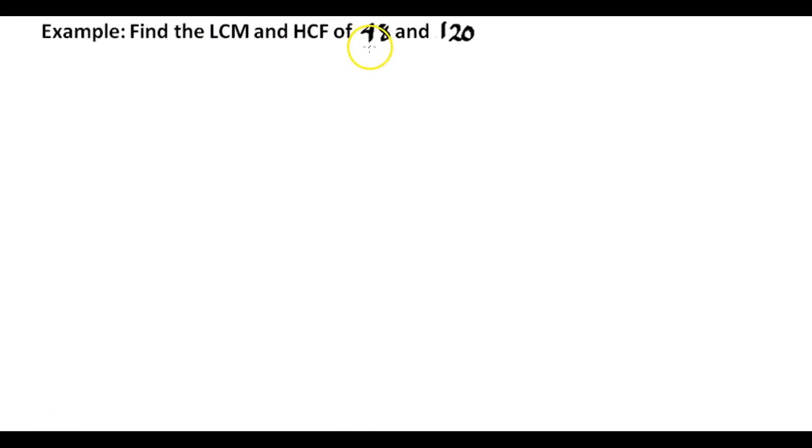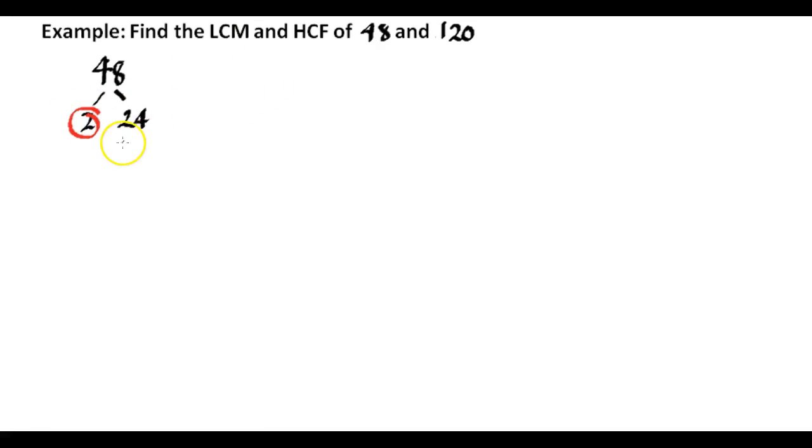Let's do another example. We'll do the same thing, but this time we'll look at 48 and 120. So we'll start with 48, and it's an even number, so 2 goes into it. 2 times 24, and 2 is a prime.